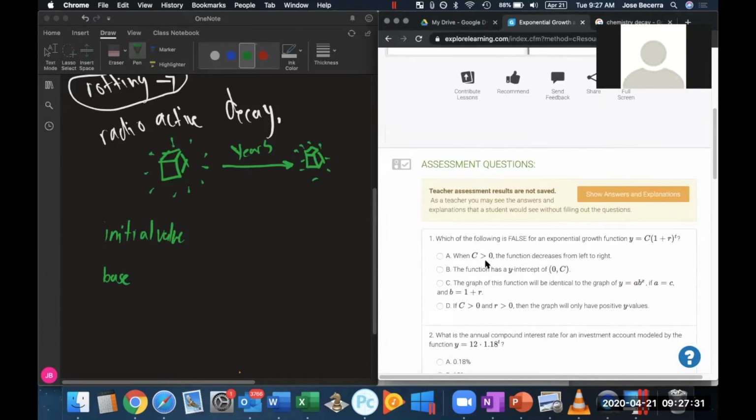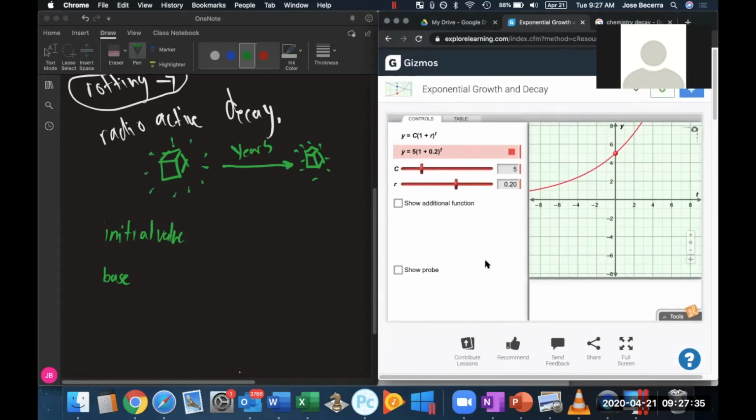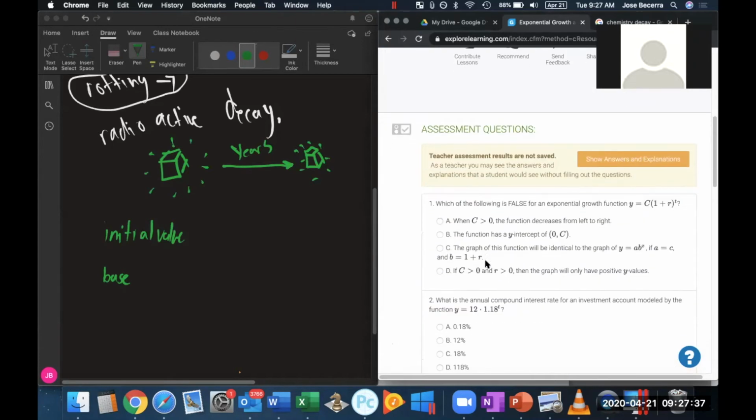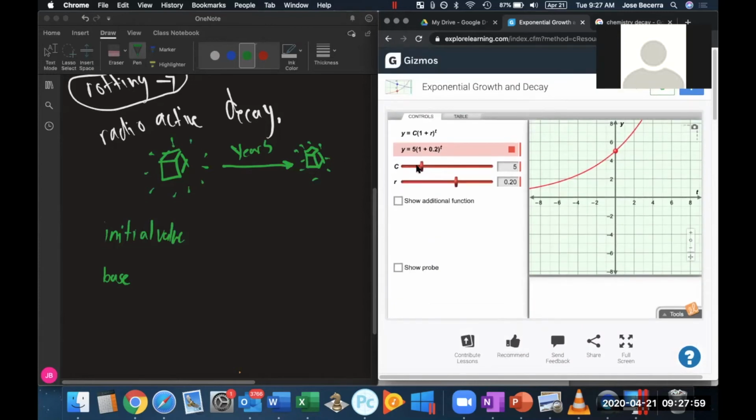Now, let's look at the questions and see what they're actually asking. Which of the following is false for an exponential growth function y is equal to c times 1 plus r to the t? So we're looking for something that's false. Let's read this out. When c is greater than 0, the function decreases from left to right. So if c is greater than 0, the function decreases.